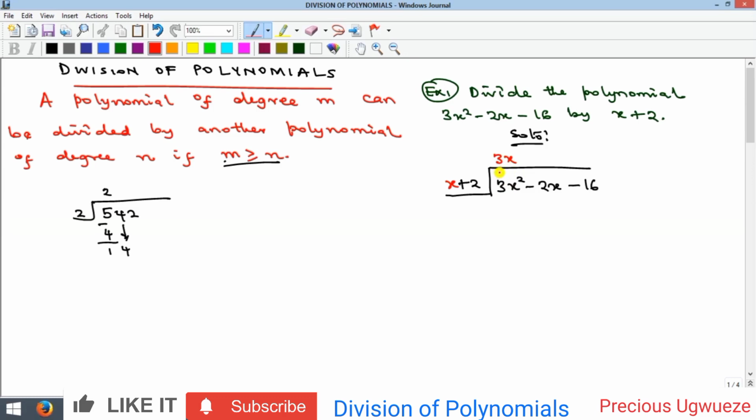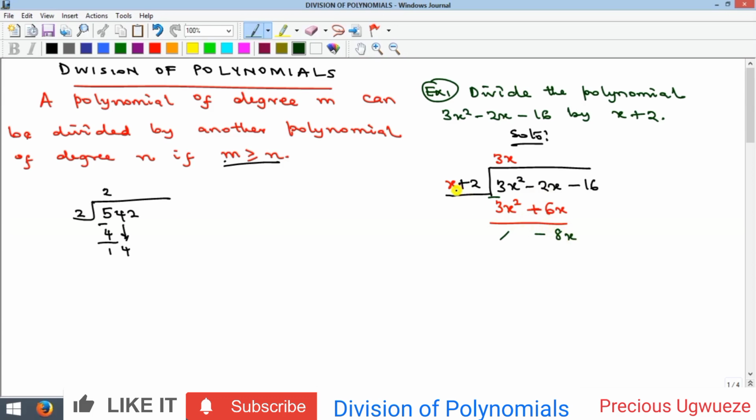If it goes, we are going to have 3x left, and then we use this 3x to multiply everything here. 3x times x gives us 3x squared, and 3x times 2 gives us plus 6x. We then check if there is a remainder, and to do that we subtract. So 3x squared minus 3x squared goes, and 2x minus 6x gives us minus 4x... minus 8x, and then we are done.